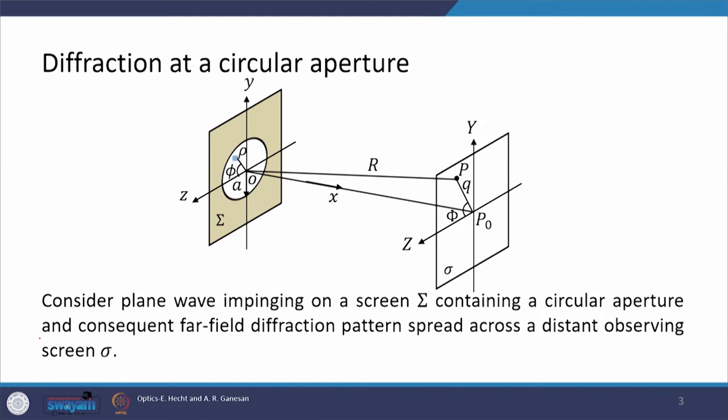Now, in this figure, the capital sigma plane represents the aperture plane, while the small sigma plane represents the screen plane or plane of observation. The circular aperture considered here in the capital sigma plane is of radius small a, and the origin is at the center of the circular aperture. The x axis is coming out of the plane of the aperture, while the y and z axes extend in the vertical and horizontal directions as shown in this figure. Similar to the aperture plane, in the observation plane we have another axis system designated by capital Y and capital Z. The X axis in both systems coincides.